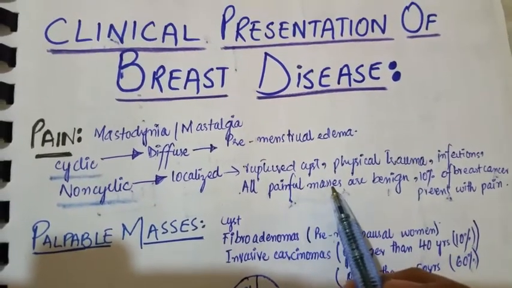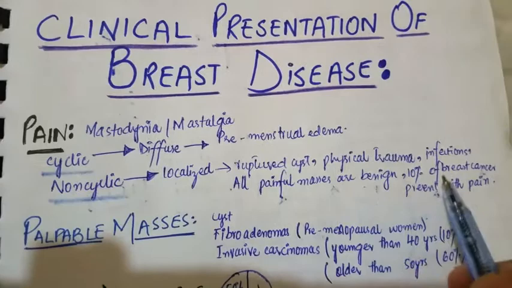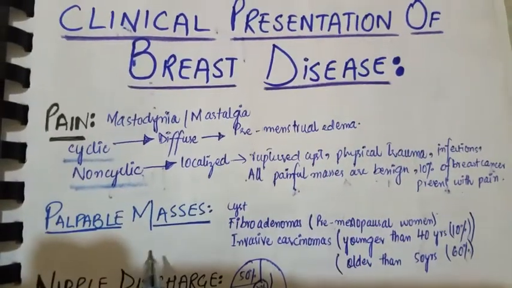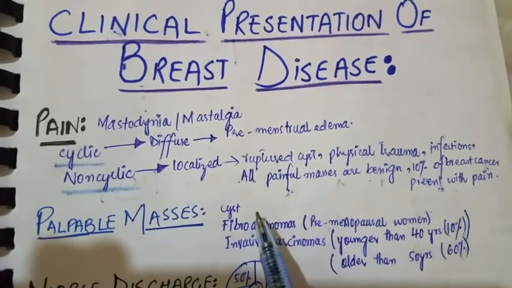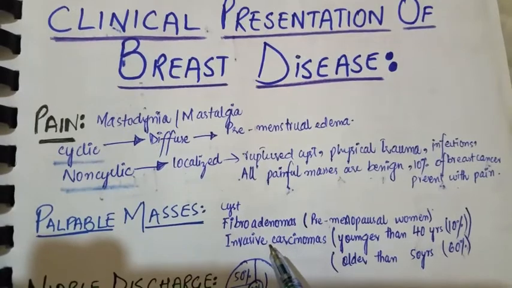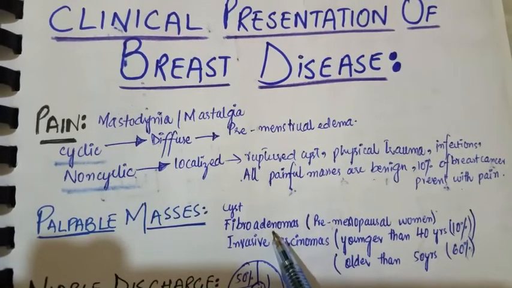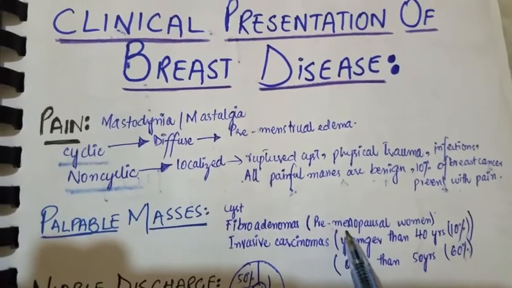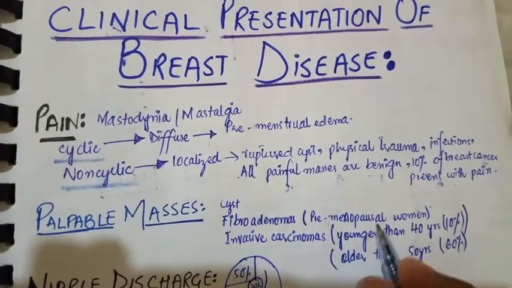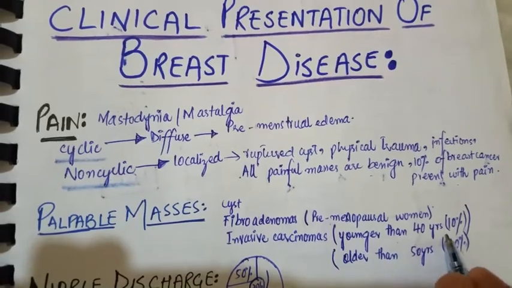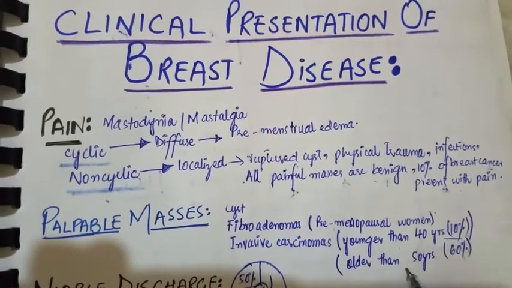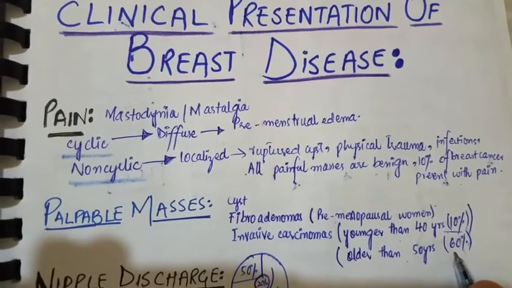Basically, all painful masses are benign, but 10% of breast carcinomas present with pain. If I talk about palpable masses, the three causes are cysts, fibroadenomas, and invasive carcinomas. Fibroadenomas are usually present in premenopausal women, and invasive carcinoma in women younger than 40 has a 10% chance, and in women older than 50 years the chance is 60%.